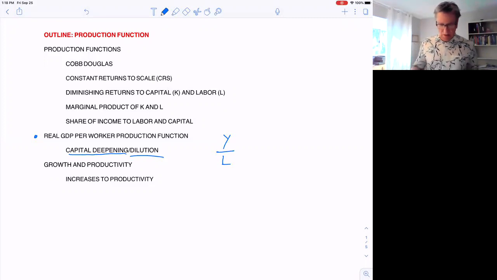Then we'll go through a little bit with growth and productivity, because in order to grow, productivity has to increase. So the growth rate of productivity is highly related to the growth rate of GDP in the economy. And then we'll go through and look at how productivity is increased by looking at the production function.